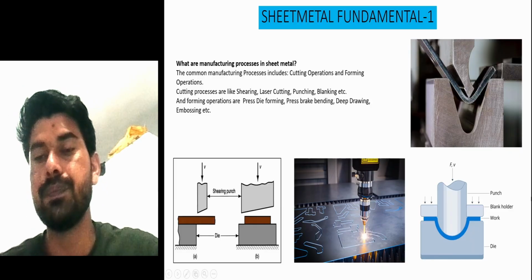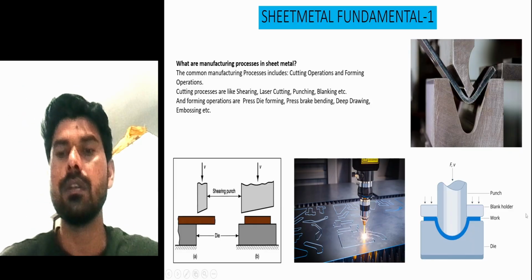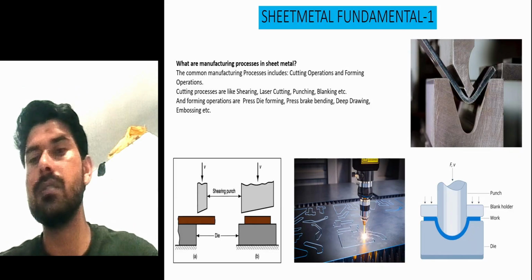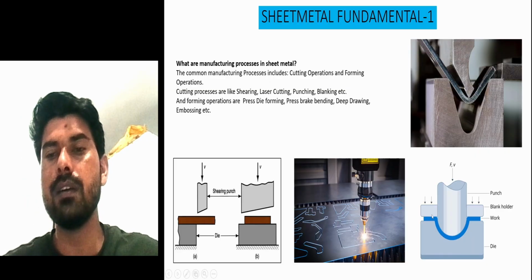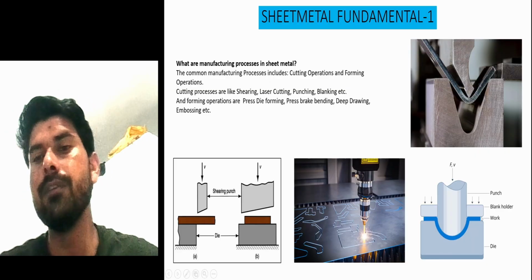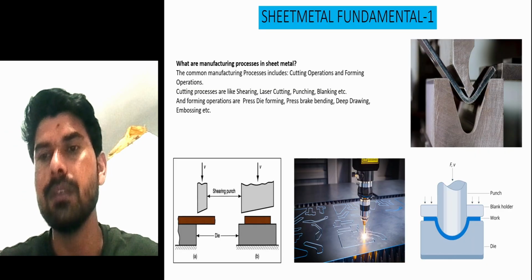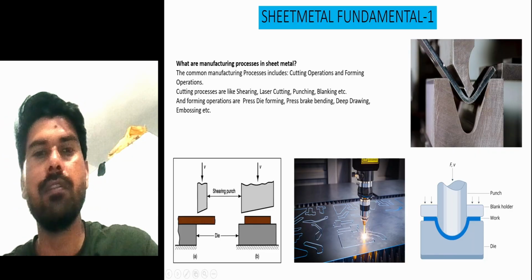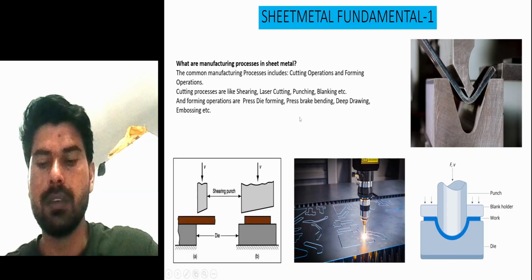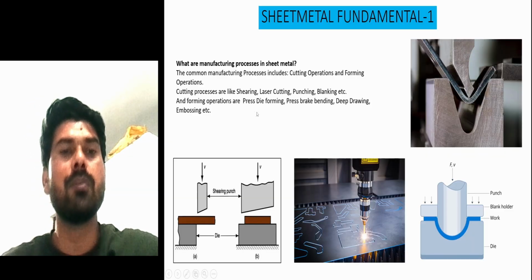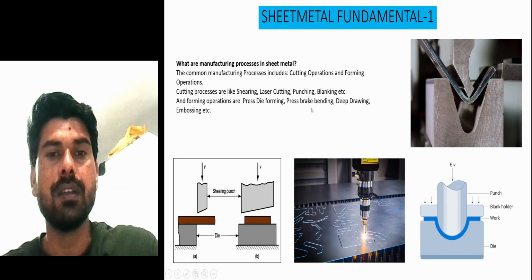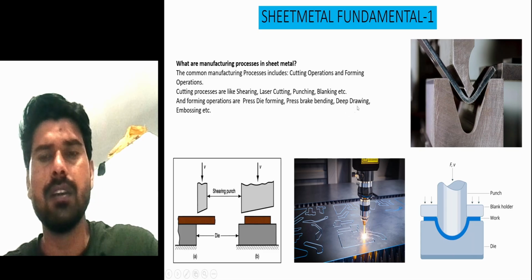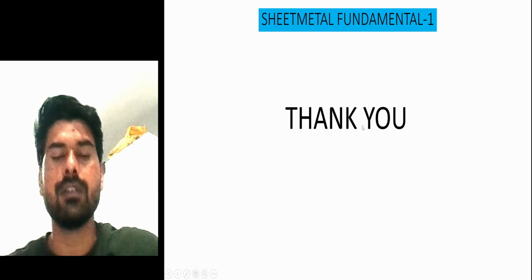And next is punching and die. This material in the blue color is formed with the help of a punch and die, and this one is the bending operation, and this is also very popular in the industry. And some other processes like deep drawing, blanking, punching, laser cutting, shearing are also very popular.